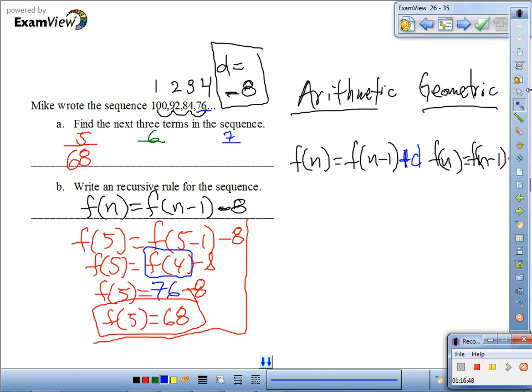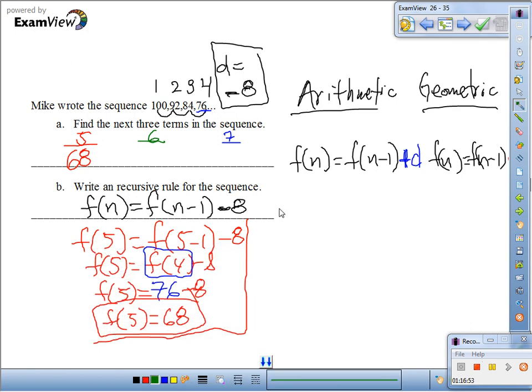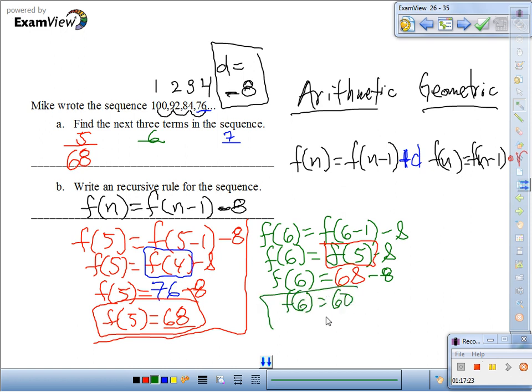All right, let's see. Here goes the work for f of 6. F of 6 equals f of 6 minus 1 minus 8. F of 6 equals f of 5 minus 8. Before I continue, what is f of 5, everyone? 68. That goes right there. So then we write f of 6 equals 68 minus 8. F of 6 equals 60. That goes right there. Hands, we got that?